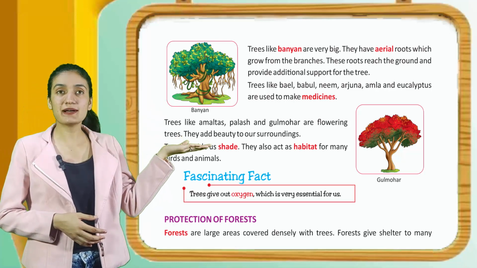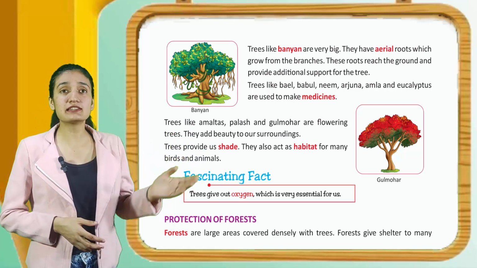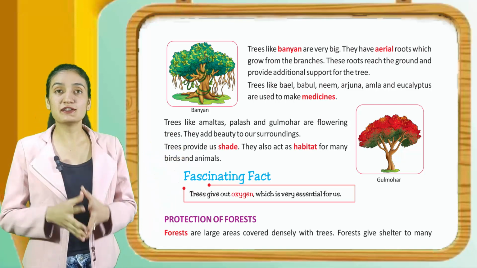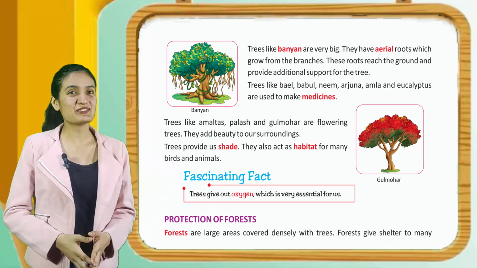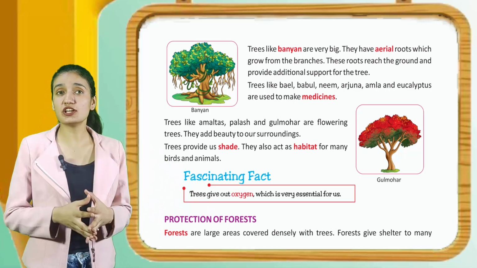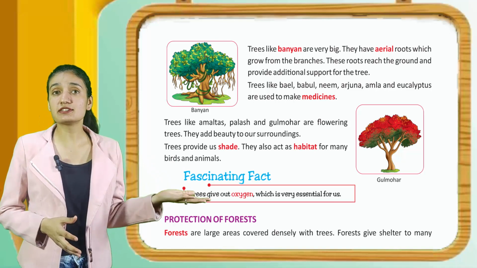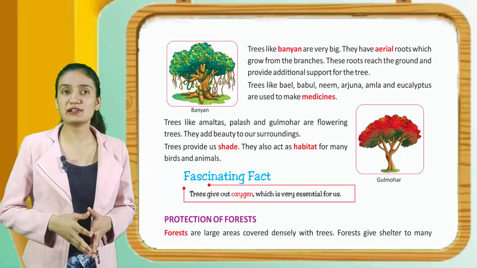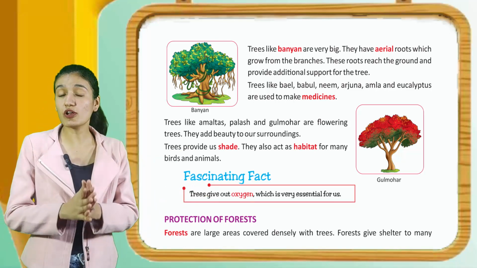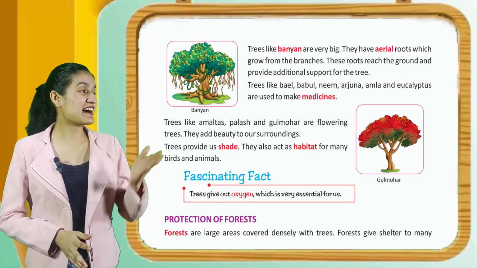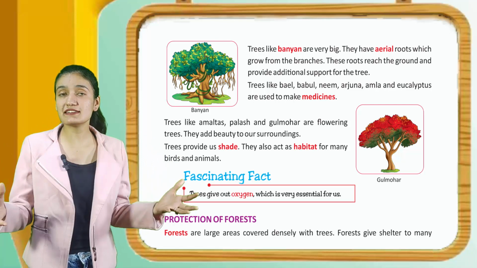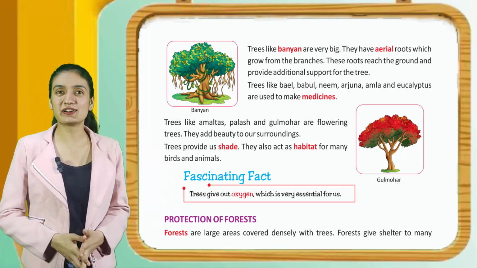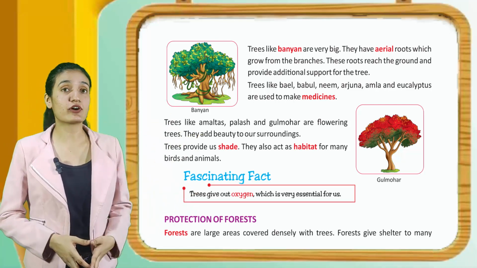Here you can see banyan tree. Trees like amaltas, palas and gulmohar are flowering trees. They add beauty to our surroundings. Trees provide us shade. They also act as habitat for many birds and animals. So students, we should always save our trees. Now the fascinating fact, trees give out oxygen which is very essential for us. Here is gulmohar.